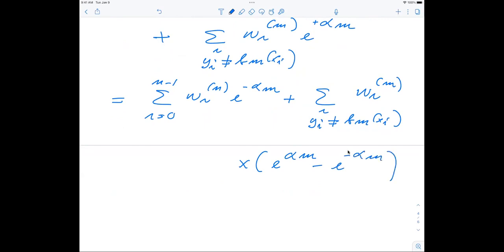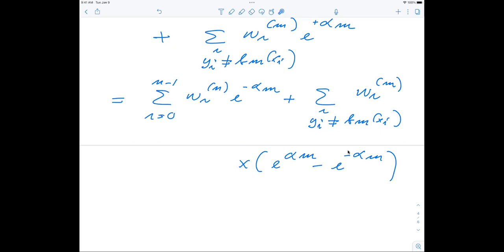So I just rewrote these two equations here. Now, the only part of the right-hand side of this equation which depends on alpha m is this term here. The other one does not. That means that when we minimize the error, we are going to optimize this weight factor alpha m.